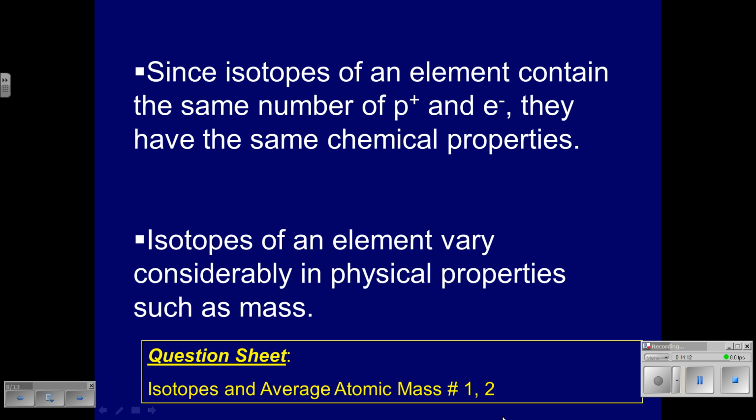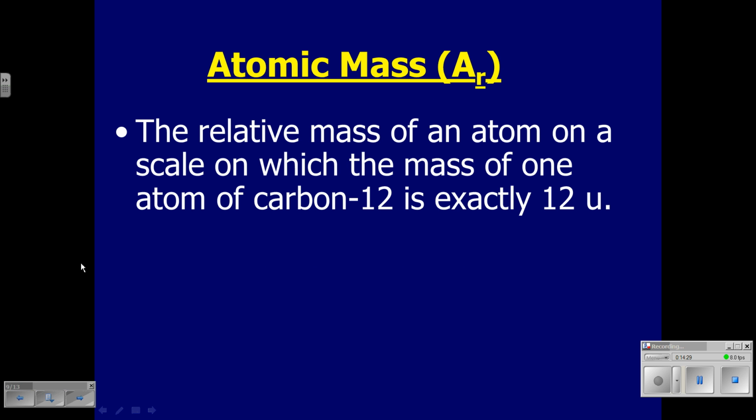Okay, so on your worksheet, at this point, you can do isotopes and average atomic mass questions 1 and 2. So when the supply teacher hands that out, you can work on that. But first, I want to do one last thing, and that's talk about relative atomic mass. We'll do some example problems, and then you'll be good to go.